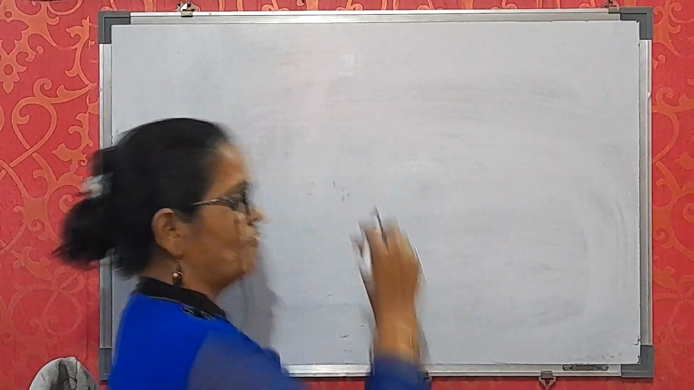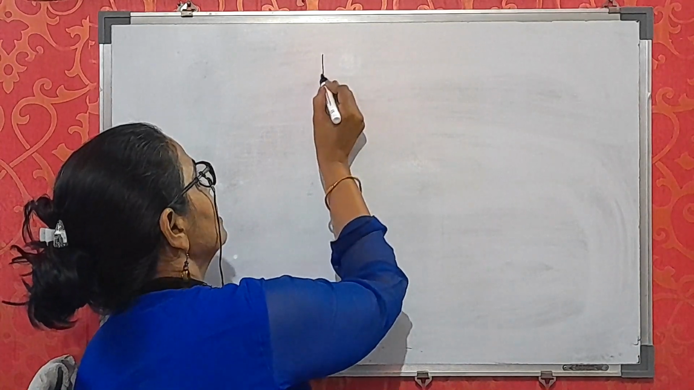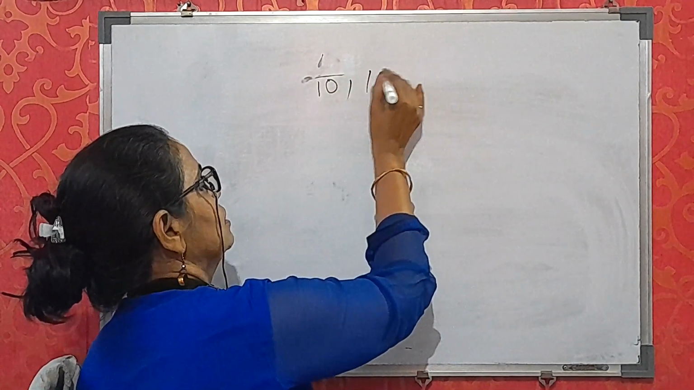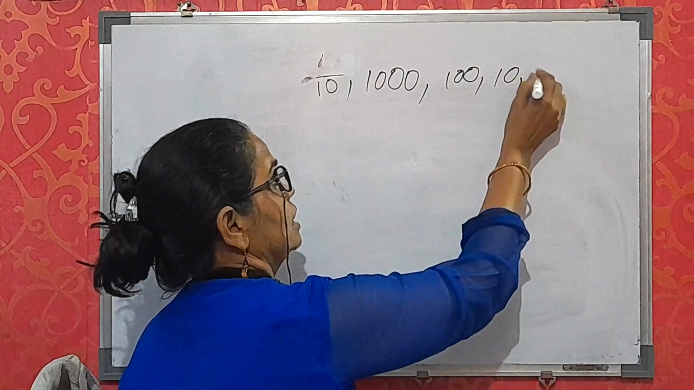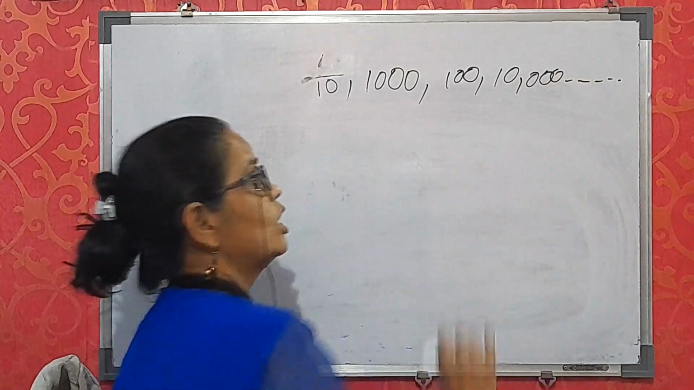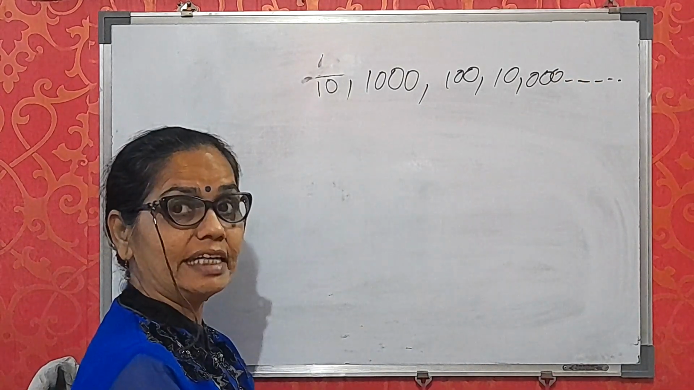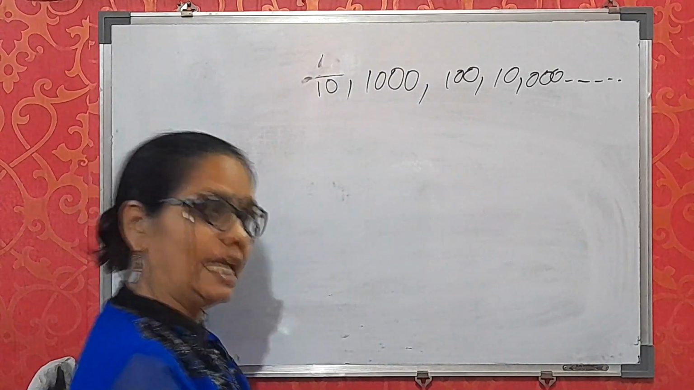Decimals means fractions. You know about the fractions. Fractions having the denominators 10, 100, 1000, 10,000 and so on. Right? So they are known as decimal fractions. If decimal fractions are written using the decimal point, they are known as decimals.